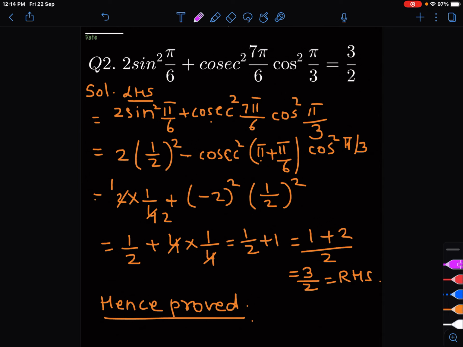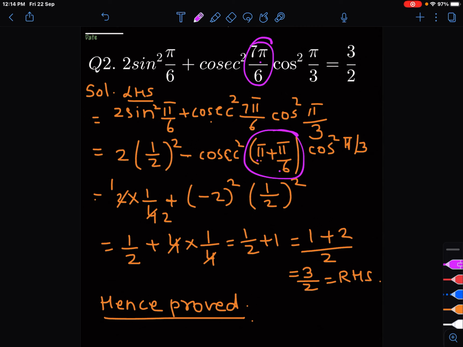So what I have done is, first I have just split this 7 pi by 6 as pi plus pi by 6. Okay, so that 6 pi, this is a mixed fraction. 6 pi plus 1 pi is 7 pi by 6.